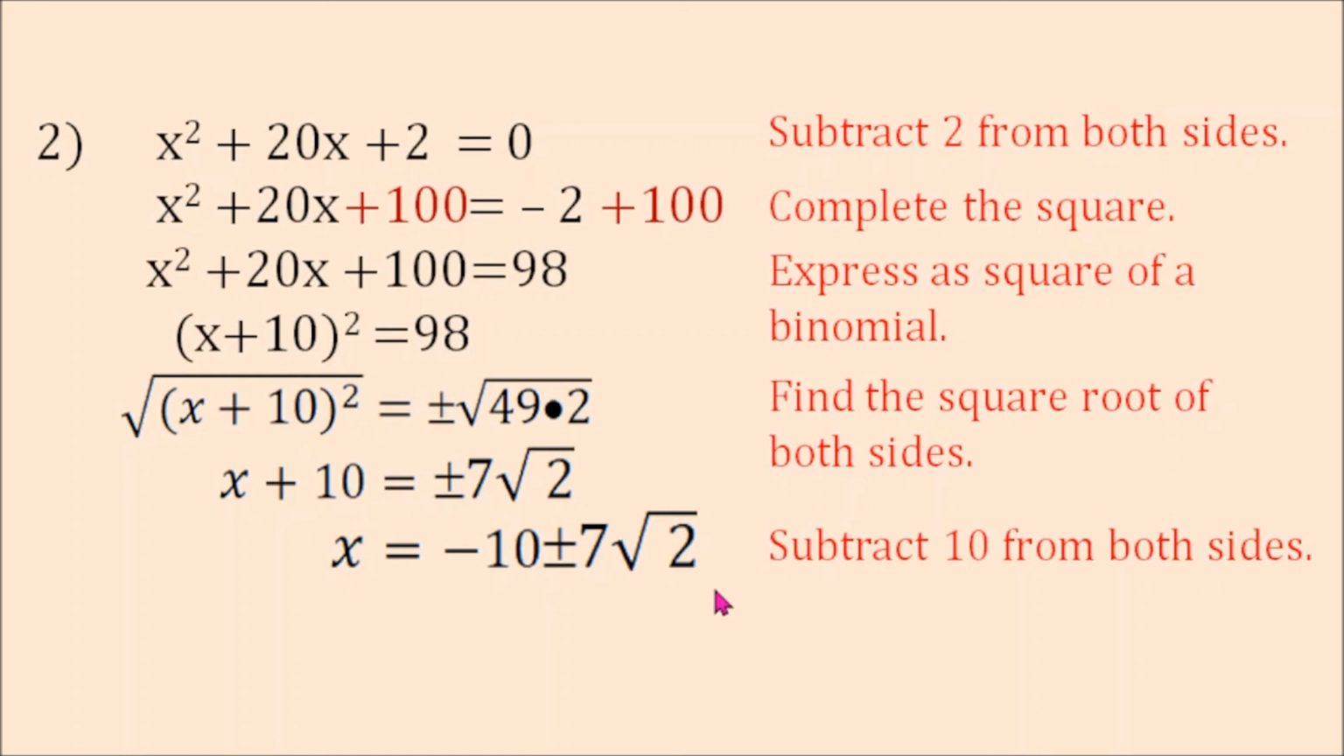So this means we have two solutions. The first one is using the plus sign and the other one is using the minus sign. So the solutions are negative 10 plus 7 square root of 2 and negative 10 minus 7 square root of 2.